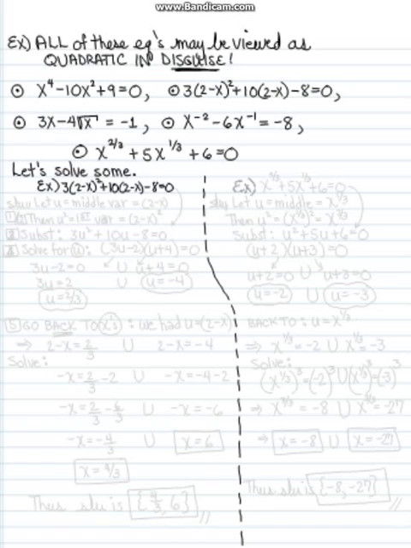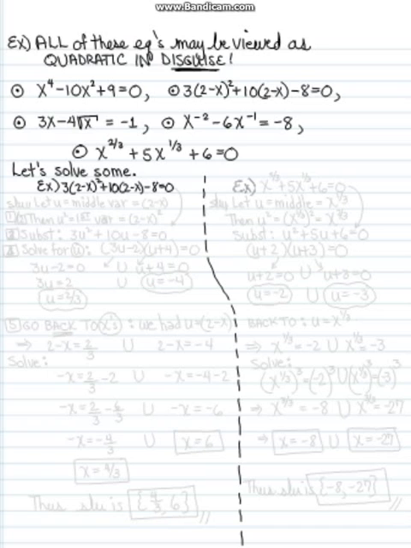Now let me tell you what qualifies these guys as being called quadratics, which means second degree equations in disguise. Each one of these has the property that if you let u equal the middle variable, and you square it, you'll get the larger variable.